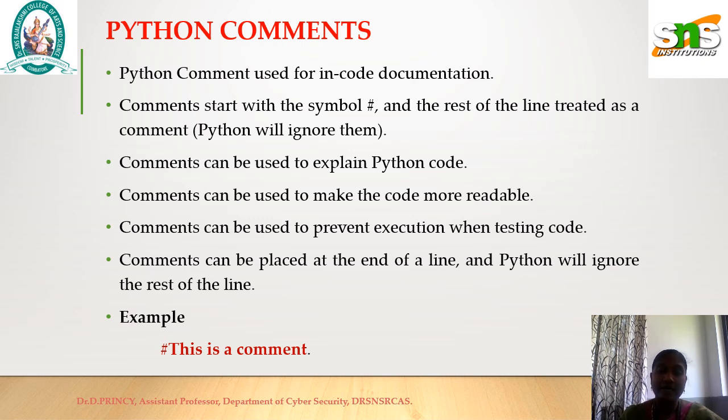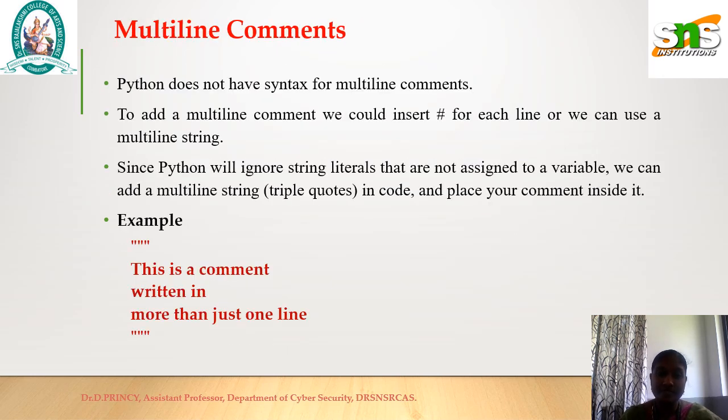A comment can be placed at the end of a line, or in between the code, wherever we can insert a comment. Generally it is used to prevent execution when testing code. For example, I wrote a line: this is a comment. I want to make the line a comment line, so it is preceded with the hash symbol. Multiple comments. In other programming languages, we can create multiple-line comments.